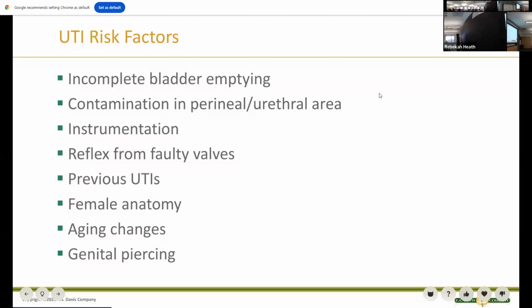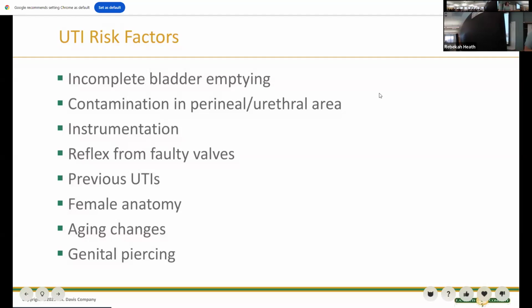Aging changes. We talked about how, especially with female anatomy and menopause, the anatomy can change. Men's anatomy can change a little bit too. And then also genital piercings. If you have a genital piercing, you have an extra thing hanging out down there that can hold on to some sort of bacteria or bug that puts you more at risk. Now, this isn't saying that these people will always get a UTI. But if you're taking care of them, you want to make sure you're giving good education and prevention to help them prevent getting UTIs, right?